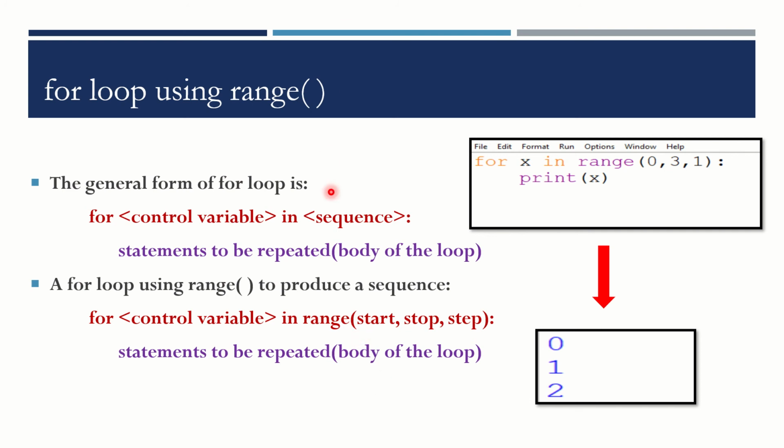So the general form of the for loop is we give for the control variable in sequence. Now this sequence of numbers is provided by the range function. So instead of the sequence here, we give the range function and then we give a colon. After the colon, the statements which form the body of the loop become indented. So if you see the example here, I have given for x in range. X is my control variable and in range I have given 0, 3, 1. So starting from 0 till 3 but not including 3 and incrementing by 1, I want to print the value of x. So the three numbers 0, 1 and 2 are displayed.